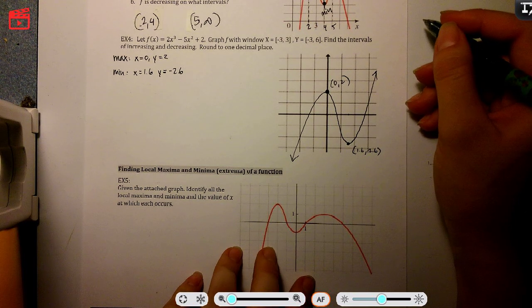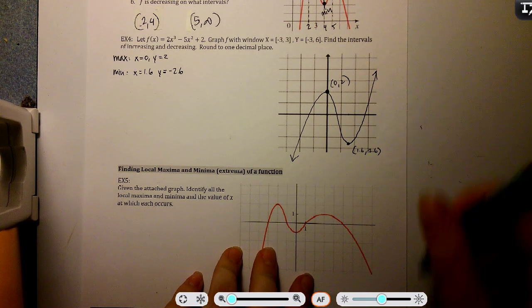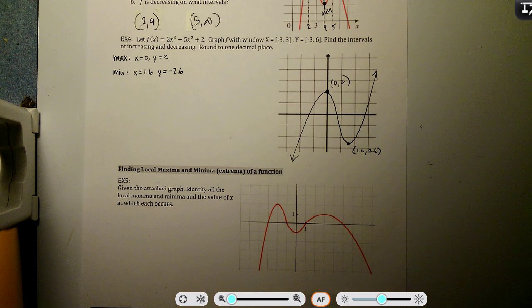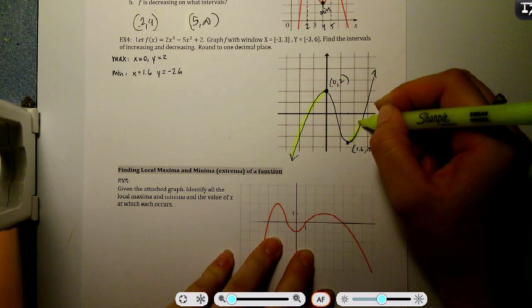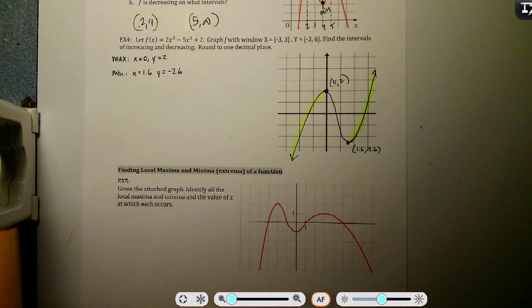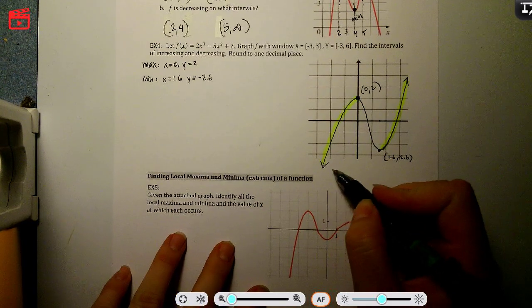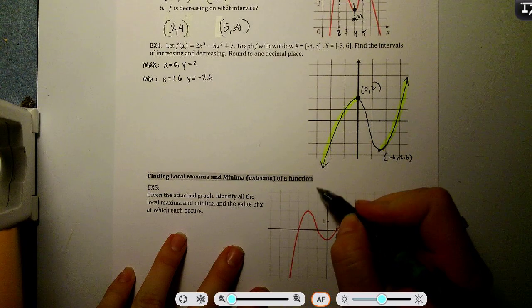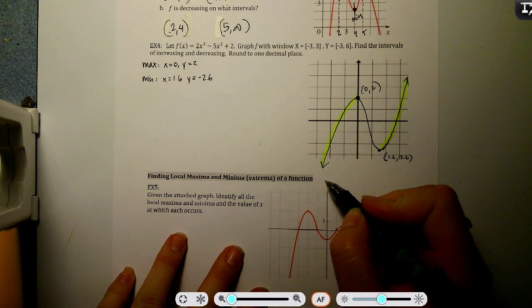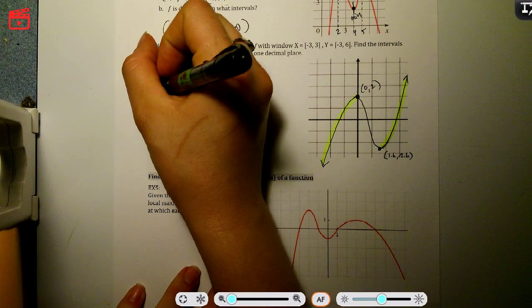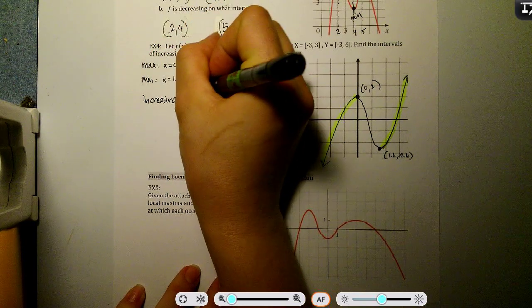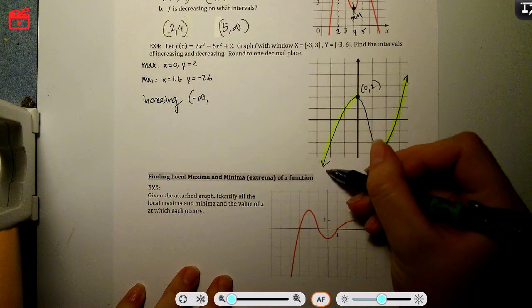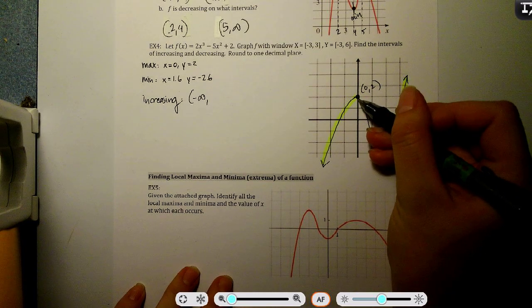Okay, so let's look for the intervals of increasing and decreasing. So my increasing interval, right here, increasing and increasing. So the increasing interval, we actually start, what is this? We start at -infinity. So increasing, we go from -infinity until, boop, 0.